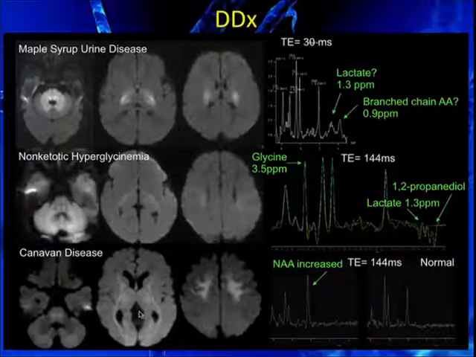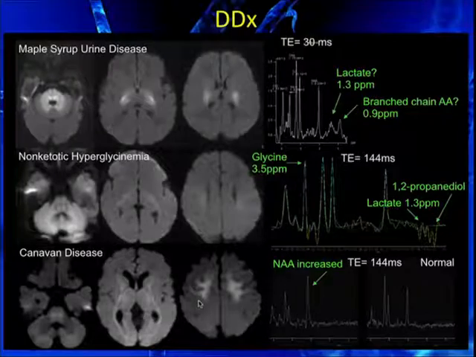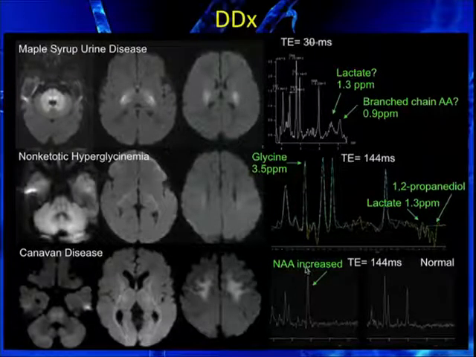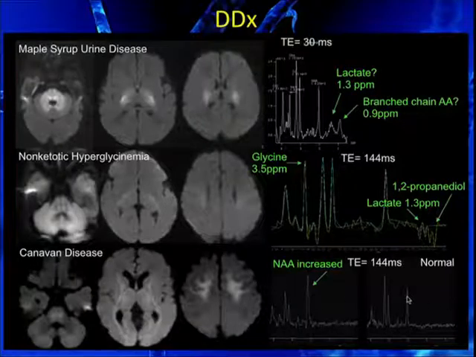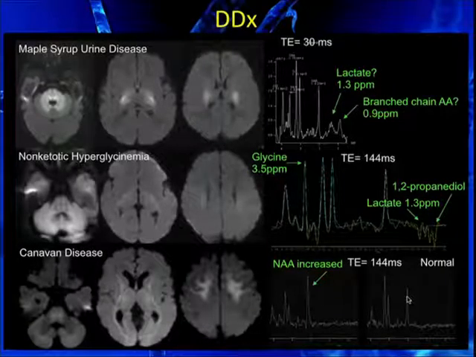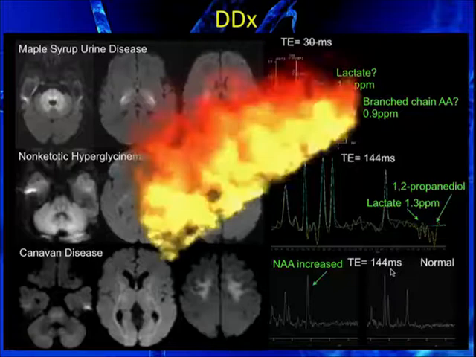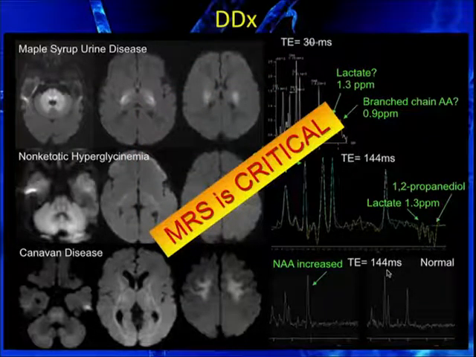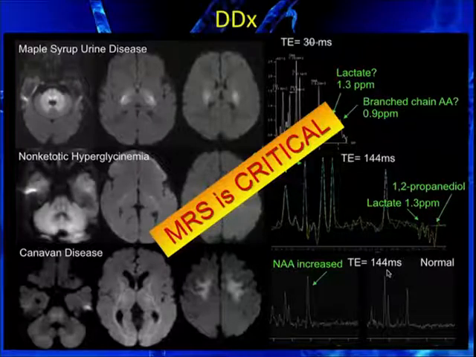Canavan's disease can also present within the first week of life, occasionally with low diffusion, and the hint there is the high NAA peak compared to what is normal at all echo times. I'm showing here echo time of 144. So my main point here is I think MR spectroscopy is critical in terms of triaging our infants.